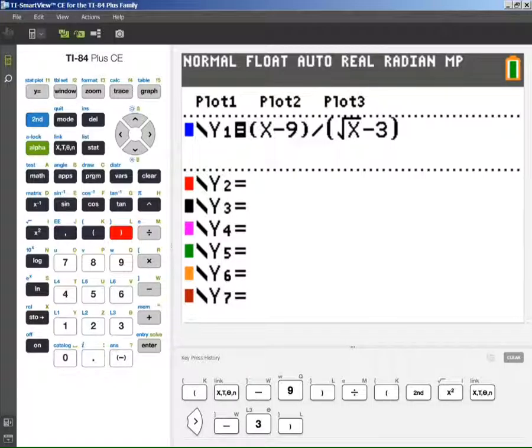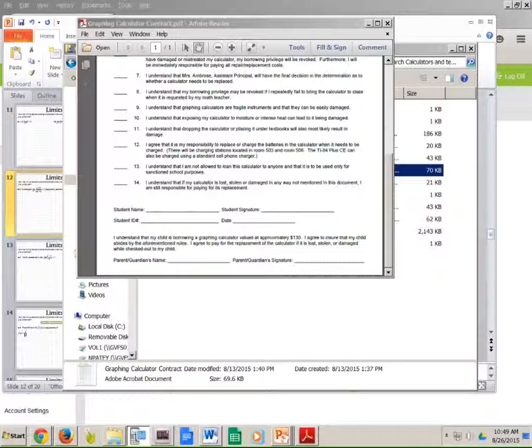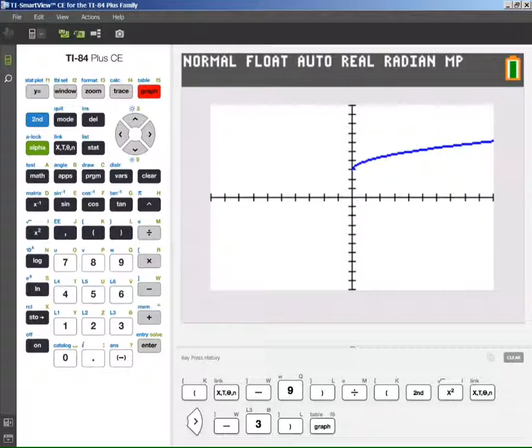So check this out. Let's graph it. Do you remember what the limit said? As x approaches what? 9. Okay, cool. So here's 9 right here: 1, 2, 3, 4, 5, 6, 7, 8, 9. There's 9 right there.